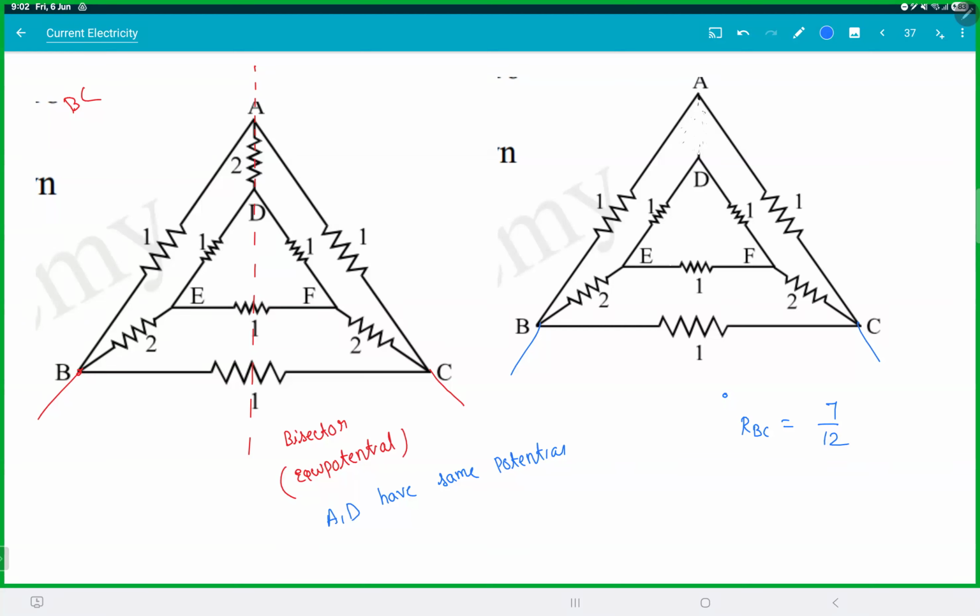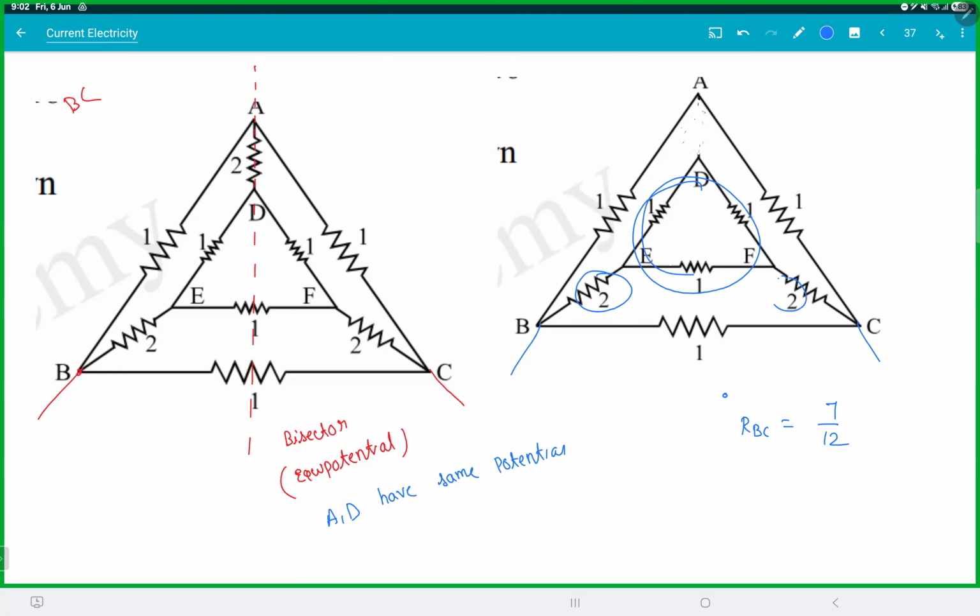But did all agree that I can remove that AD? I think you guys are getting confused between capacitors and resistors formula. Be careful there. Series parallel, thoda dhyan rakho. This entire middle branch will get solved off. That will be how much? 2 by 3. This entire center is 2 by 3.